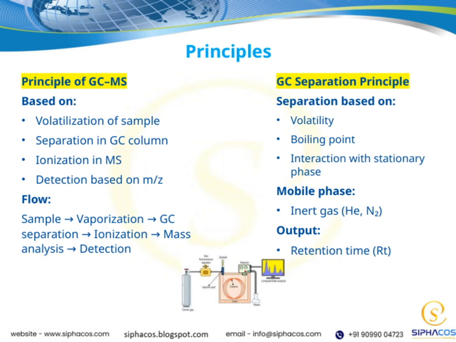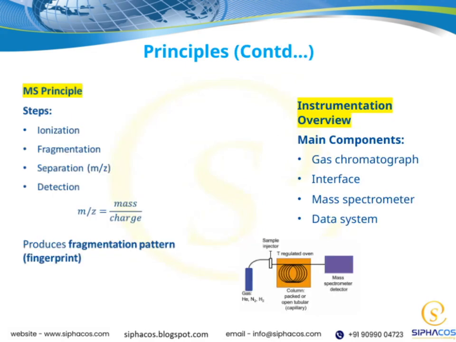The flow of the entire process begins with the sample, which vaporizes, then undergoes separation in the GC column, followed by ionization in the MS, and finally, mass analysis and detection. So in summary, GC-MS combines these steps: vaporization, separation, ionization, and detection, to give us detailed information about the sample's composition. Let's take a closer look at the instrumentation overview.